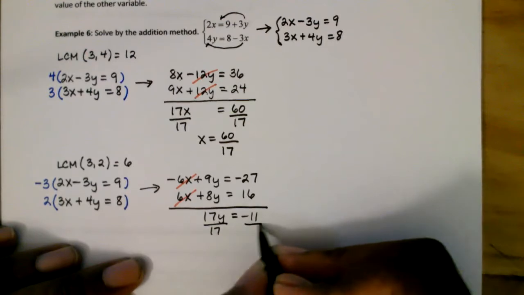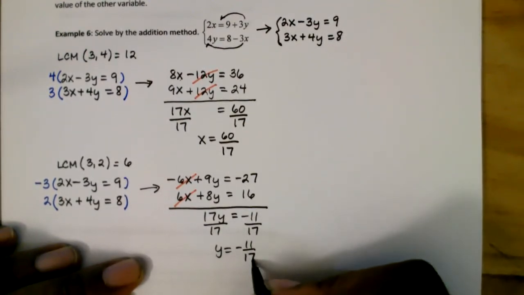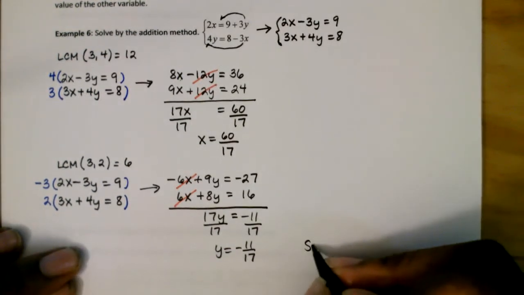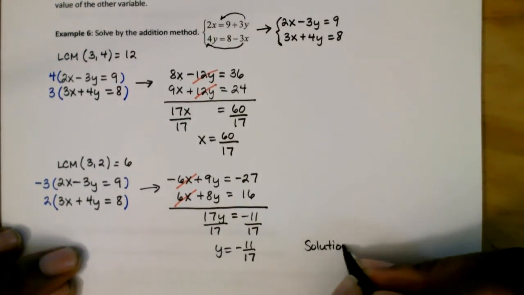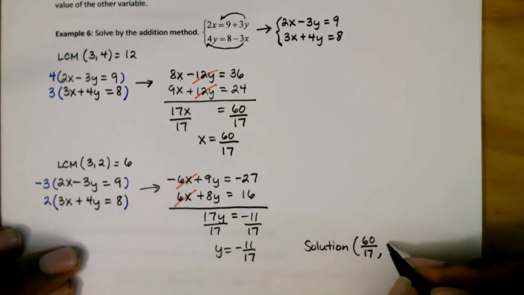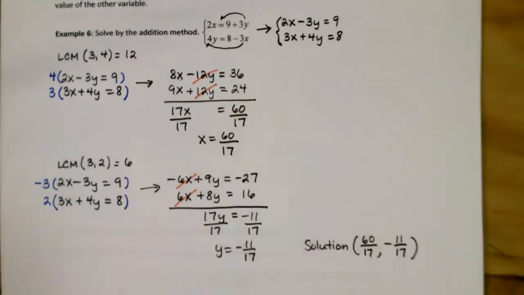Then divide both sides by 17. You'll get y is equal to negative 11/17. Okay, so I know what x is and I know what y is. So I do have my solution to the system of linear equations. It'll be the ordered pair of 60 over 17 and negative 11 over 17. And I'm not going to even worry about doing the check for the sake of time, because that can be some cumbersome arithmetic as well.